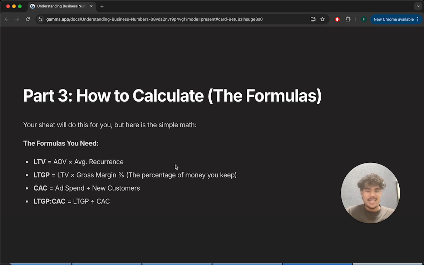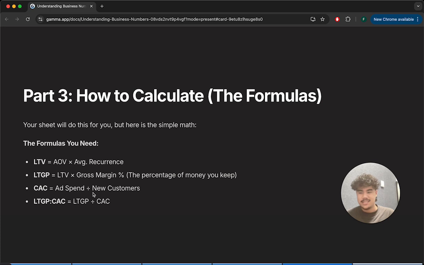So let's say the margin we keep after variable costs is 50%. For that dentist, it's $200, but the gross margin is actually $100, so that'd be 50%. So LTV is $2,000 times 50%, which is the same as dividing by 2. And that lifetime gross profit is then $1,000, right?